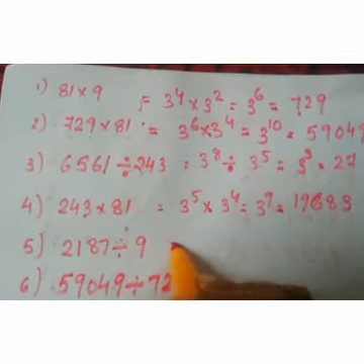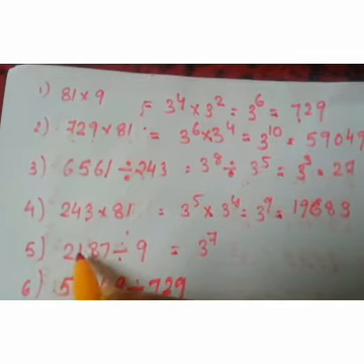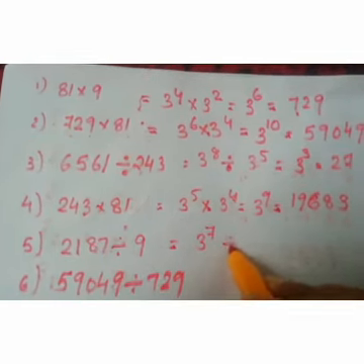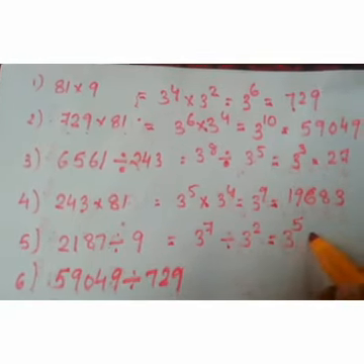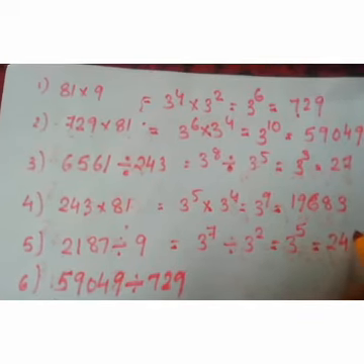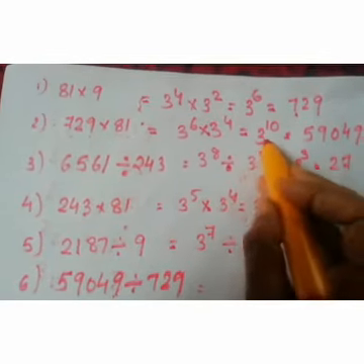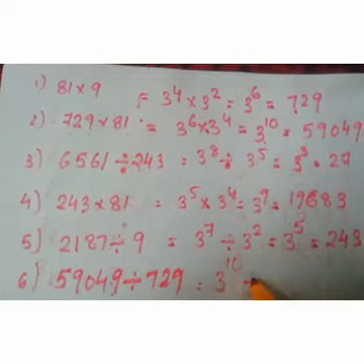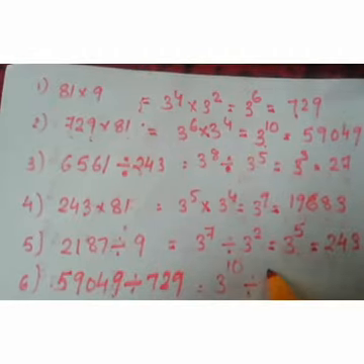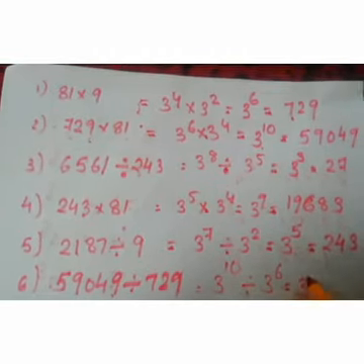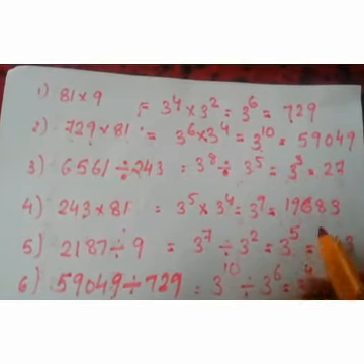Next, 2187 divided by 9. 2187 is 3 raised to 7, and 9 is 3 raised to 2. We get 3 raised to 5, which is equal to 243. Last question, 59049 is the result for 3 raised to 10 divided by 729, which is the result for 3 raised to 6. When we divide, 3 raised to 4 is the answer. The ultimate answer, 3 raised to 4, means 81.